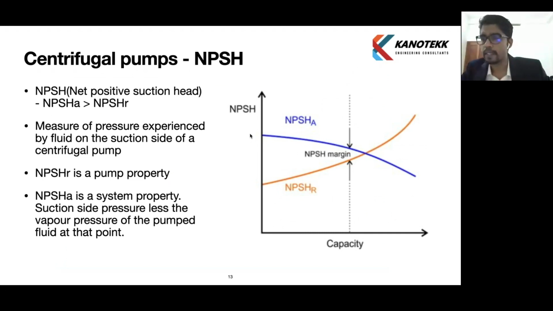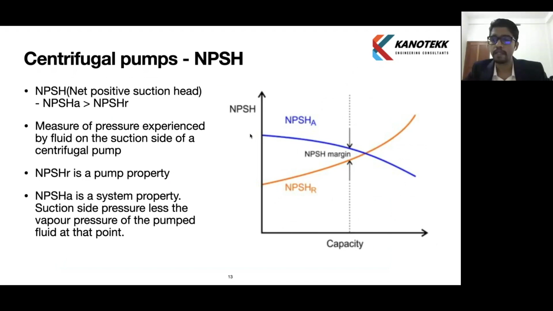As we already discussed, NPSH is net positive suction head. Actually, we may have a doubt about what NPSH is. It is a measure of the pressure experienced by the fluid on the suction side of a centrifugal pump. Any centrifugal pump will have an NPSH value because that is a pump property. We can call it NPSHr, or NPSH required. This is given by the pump manufacturer. They test the pump in ideal conditions in their room environmental condition, and they give the NPSH required for safe operation of the pump.